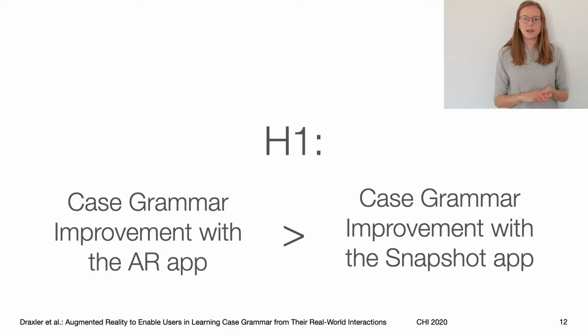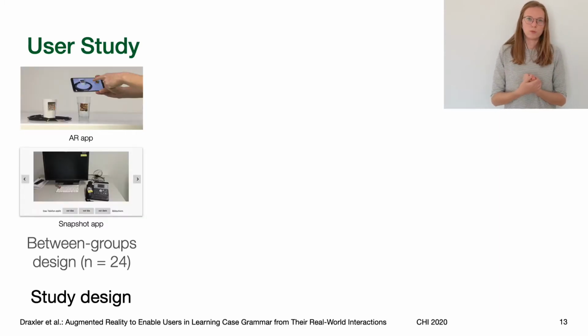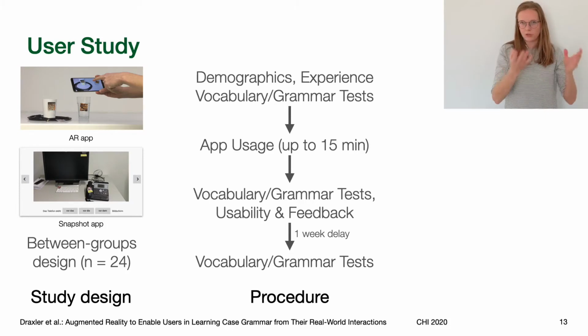The hypothesis that we formulated was that case grammar improvement with the AR application would be greater than for people that used the Snapshot application. And we conducted a user study with exactly this hypothesis. We used a between groups design with 24 participants. We had a procedure of first using a pre-study questionnaire where we asked about demographics and experience with AR and VR, and then did some vocabulary and grammar tests.